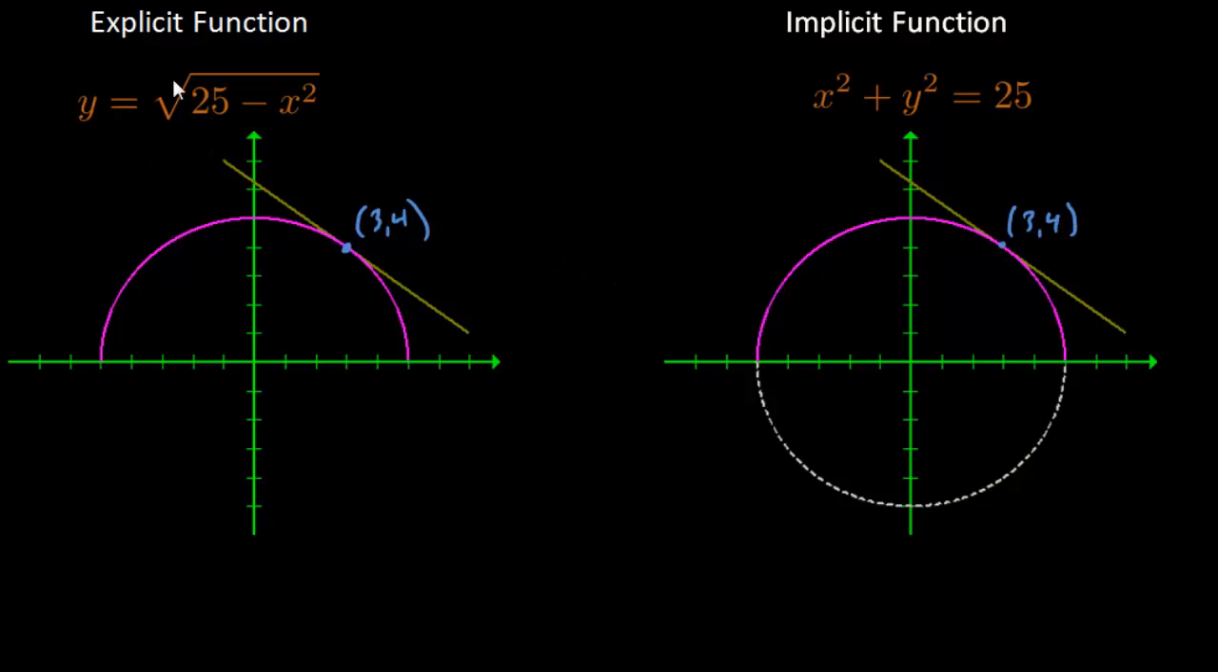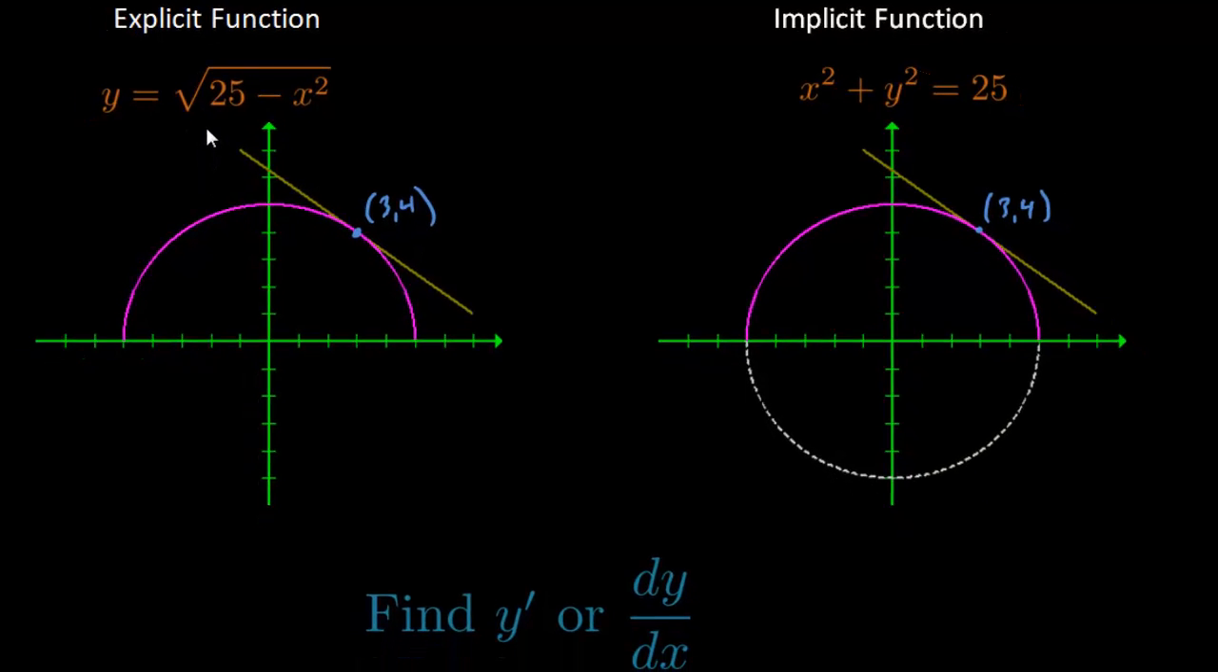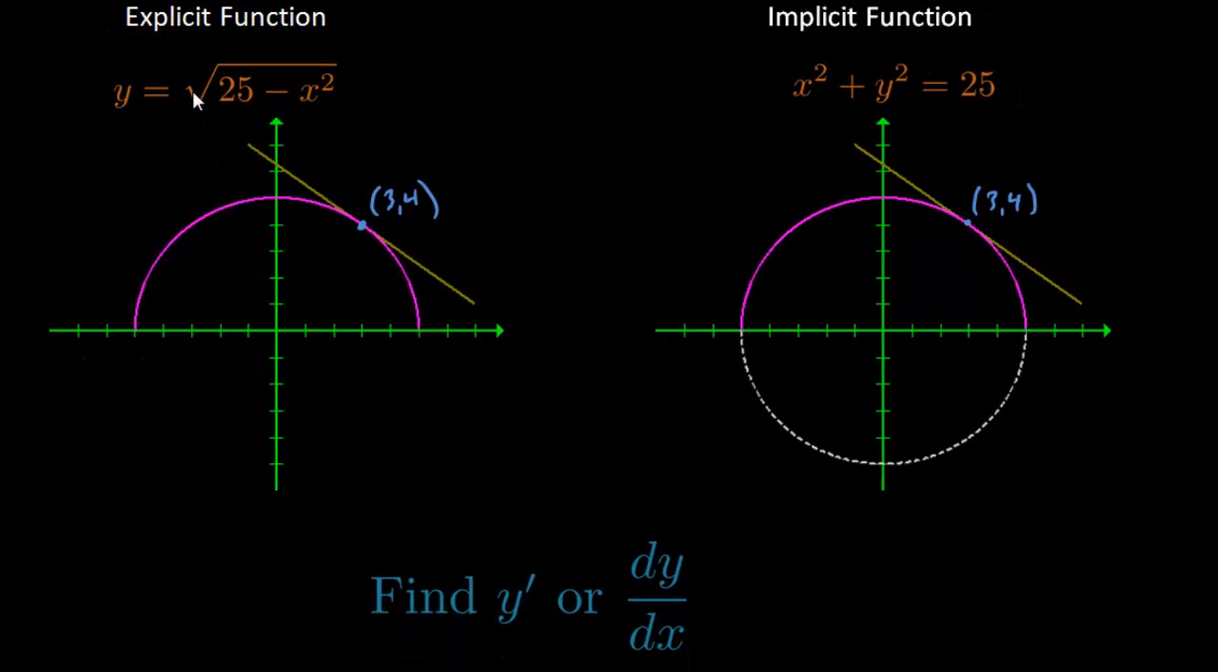Over here, what I would have done is I would have found y prime by just differentiating this. Over here, I'm not quite sure what I'm supposed to do. So what I'm going to do is differentiate like I normally do with respect to x, but then I'm going to solve for y prime. So let's go ahead and do that now.